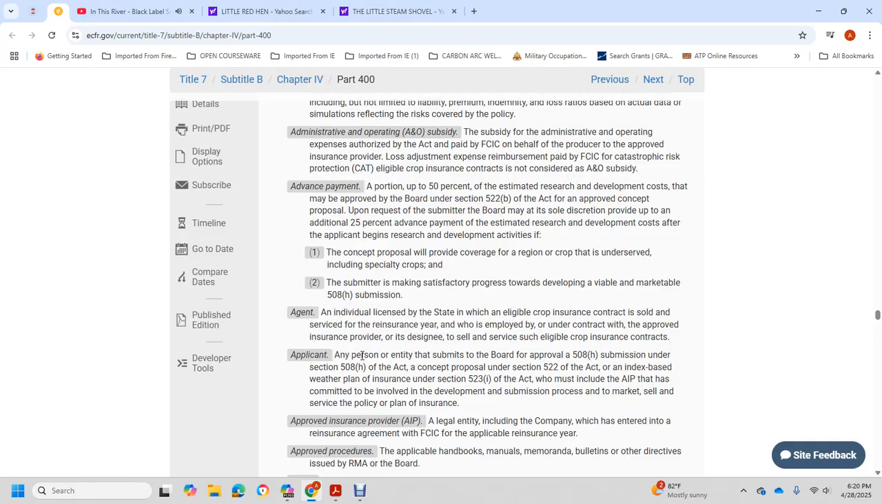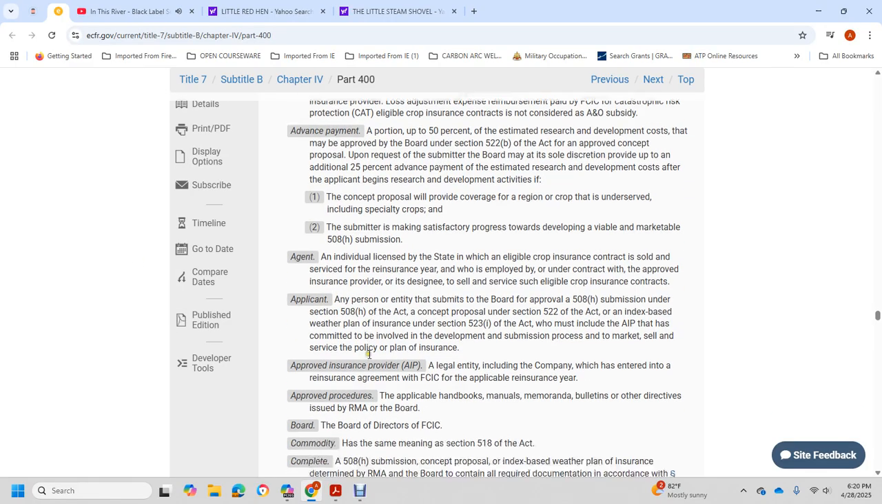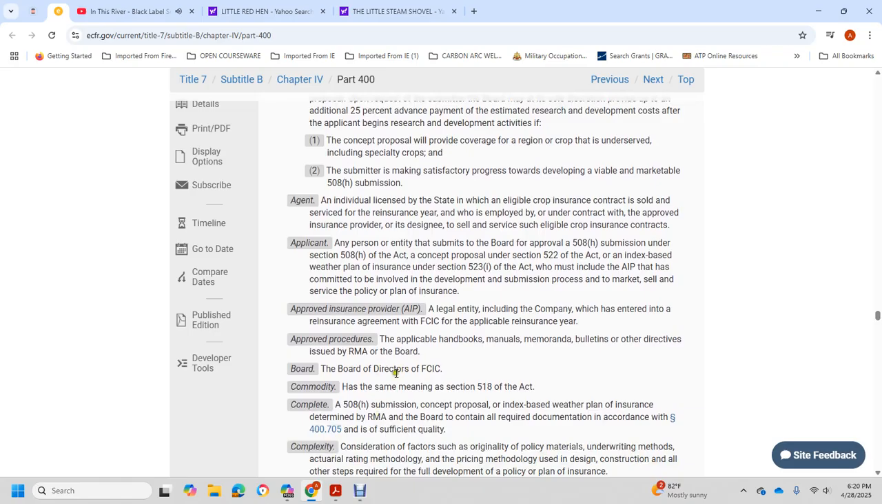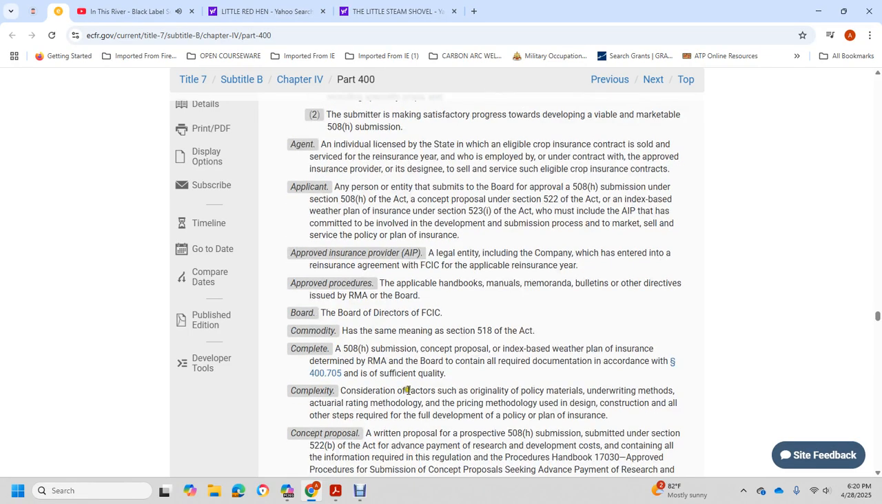The AIP is the approved insurance provider, a legal entity that has entered into a reinsurance agreement with the Federal Crop Insurance Corporation for the applicable reinsurance years. Applicable handbooks, manuals, and memoranda are those of the RMA or the Board of Directors of the Federal Crop Insurance Corporation, under the 508(h) Act. For the concept proposal for the index-based weather plan, the RMA determines for the Board that the required documentation according to 407.05 is of sufficient quality.